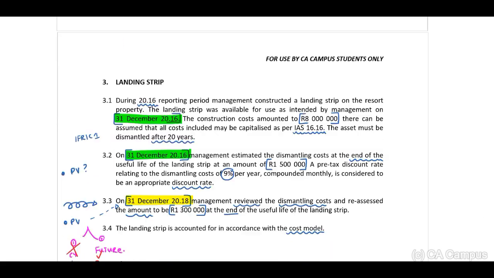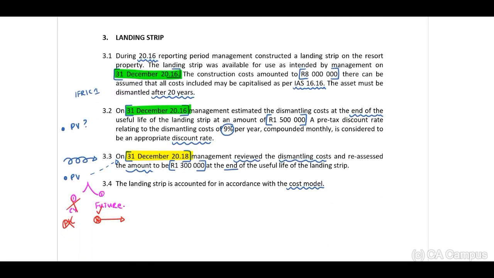Now, our landing strip. Now, this is an important one. Why? Because we need to account for our IFRS 1 provision. Landing strip. During our reading time, we have identified that the landing strip was available for use as intended by management on 31 December 2016. Construction costs 8 million and useful life 20 years.